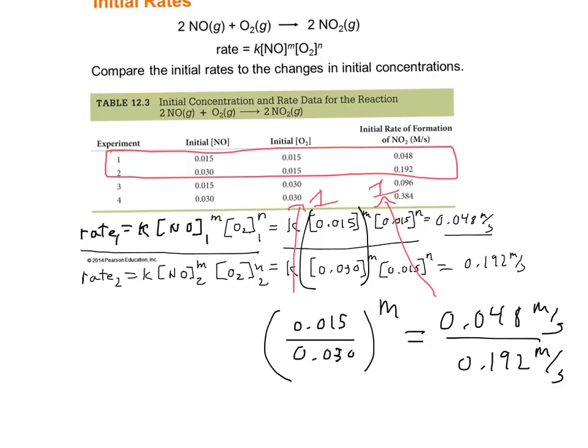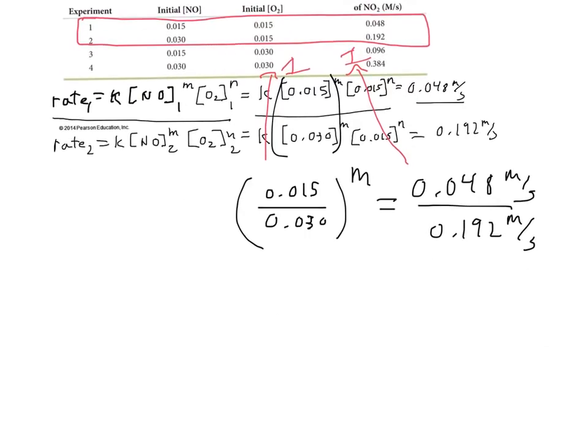Now let's actually reach for our calculators and do some math here. Well, I don't need my calculator. I take it back for that first side there. And my guess is 0.048 divided by 0.192 is I get 0.25. When I divide this out, I get 0.5. So what can I raise to the m power to get 0.5?